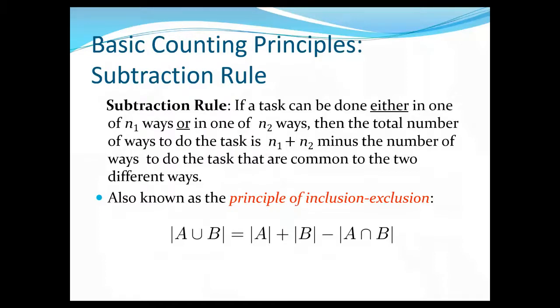That's your subtraction rule. Why do we need to subtract the number of ways which are common to different ways? Because it is redundant. It's already part of both A and B. So if you just add, it seems like they were counted twice. So that's why we need to remove one set when we add n sub 1 and n sub 2. That's the reason for subtracting the common, because it was counted twice. Okay?